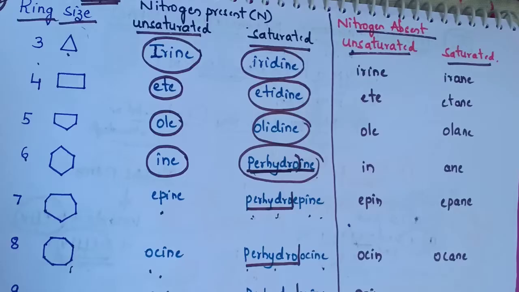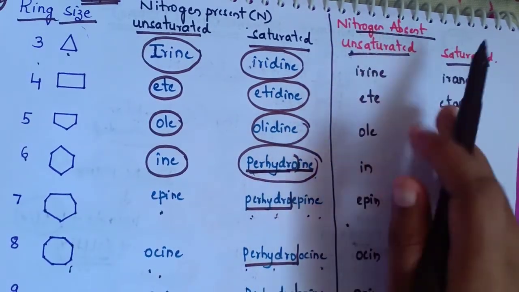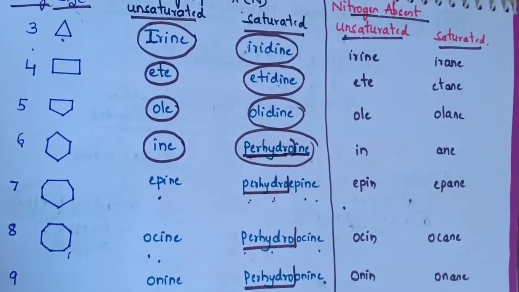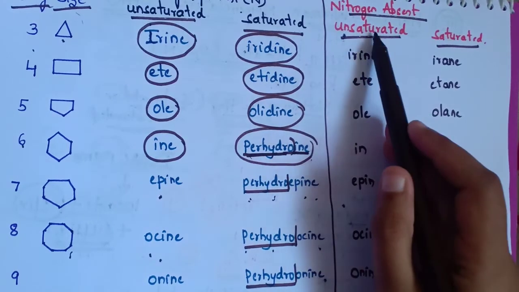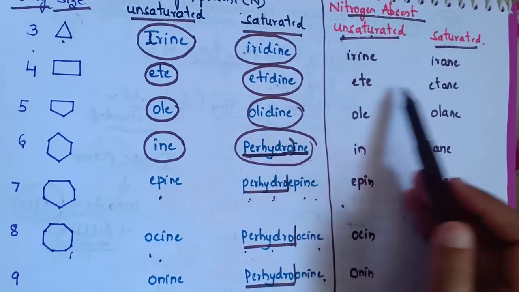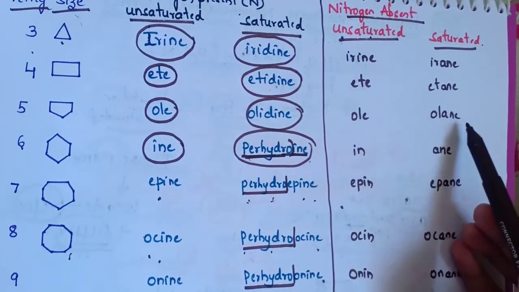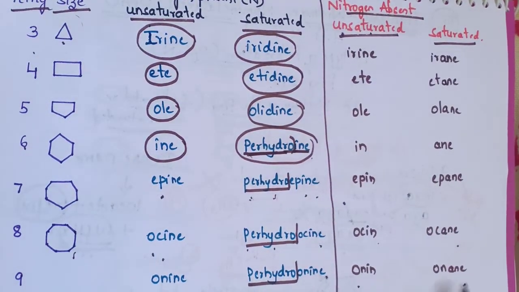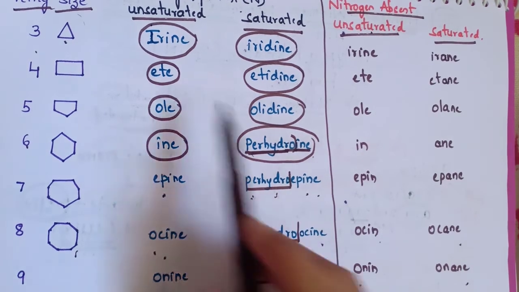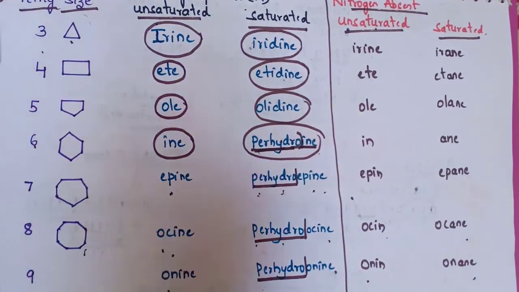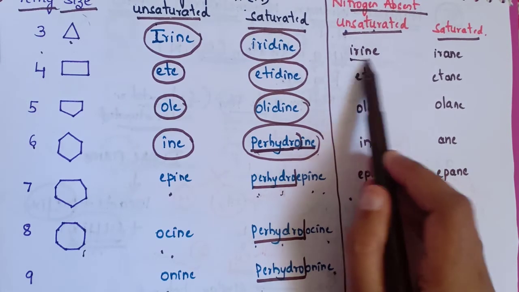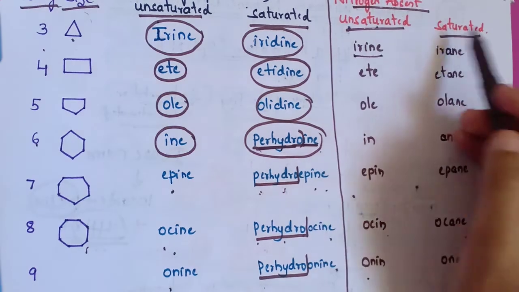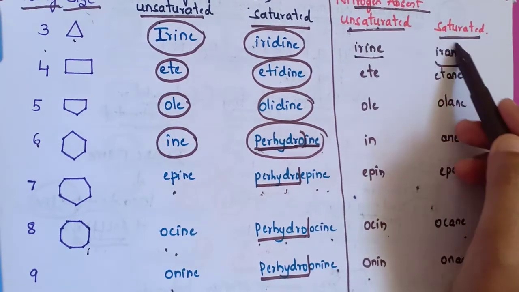heterocyclic compounds. Now, if the nitrogen is absent, for the unsaturated, we will call it irene. For the saturated, we will call it irane. And for the others, if the nitrogen is absent: ete, etane, ole, olane, ine, ane, epine, epane, ocine, ocane, onine, onane, acine, acane. Okay. For the 3-membered ring, for the unsaturated compound, it is irene. For the same 3-membered ring, for the saturated, we will call it irane.